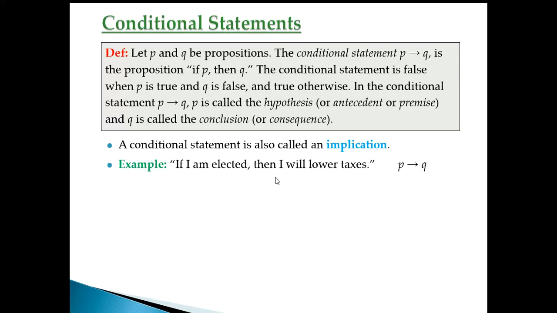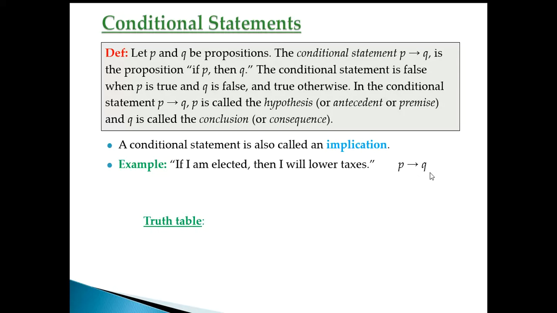Next, if we have an example: if I am elected, then I will lower taxes. If we have this type of statement, how can we represent it symbolically? The if-then here means conditional statement; our first proposition is I am elected and the second proposition is I will lower taxes. So our proposition in symbolic form is P implies Q, right?